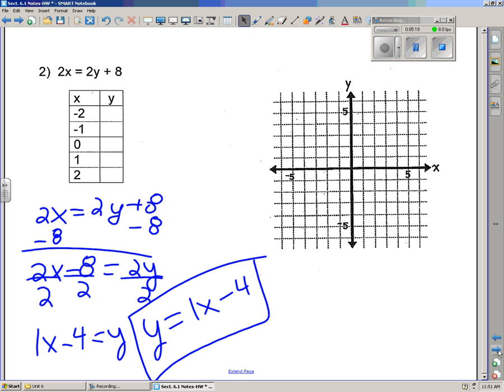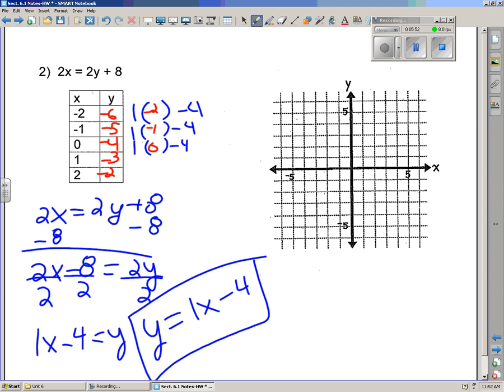So now I'm going to plug in all of these x values into the x. So this first one is going to be y equals 1x minus 4. And again, you're plugging in -2. You're doing the math. -2 minus 4 is -6. You're plugging in -1. 1 times -1 is -1. Minus 4 is -5. Now you're plugging in 0. 1 times 0 minus 4. And you're doing that all the way down.